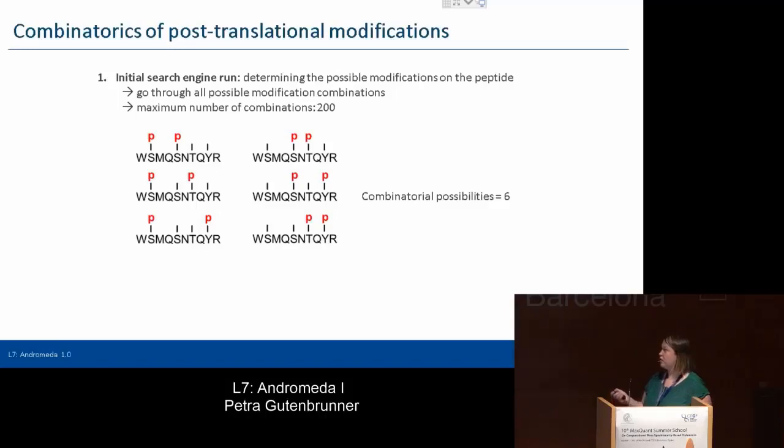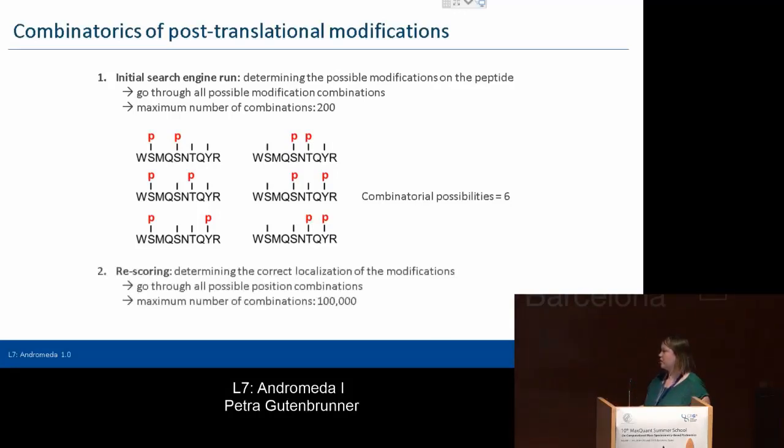First, we limit the number of combinations to 200 to figure out what the most likely modifications happening on the peptide are. And then when we know the modifications, and there are also phosphorylations or other ones which have more site possibilities, we look into detail and offer a combination of 100,000 combinations to figure out exactly on which site the phosphorylation, for instance, is happening.